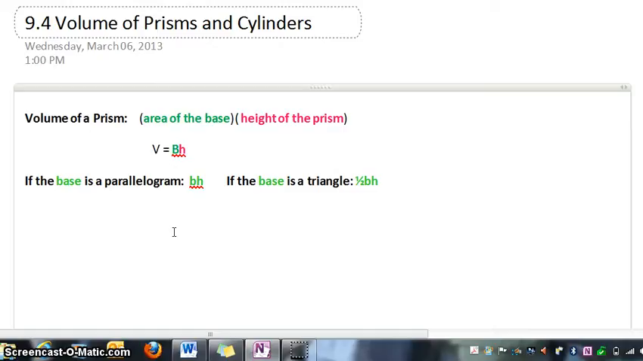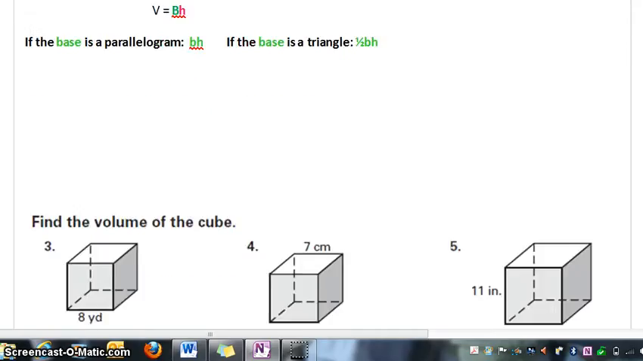Now the base of a prism could be any shape: a square, a rectangle, a triangle, a trapezoid, a pentagon. So you'll need to know the formulas for those figures before you actually find the volume of that prism. So let's take a look at a couple of rectangular prisms.